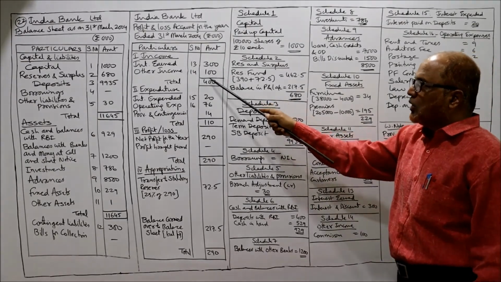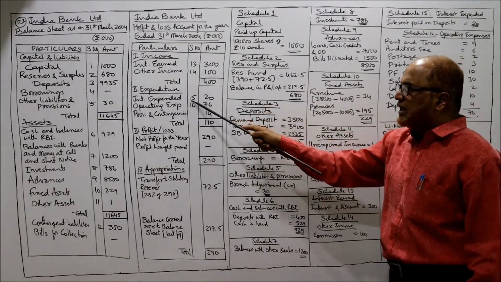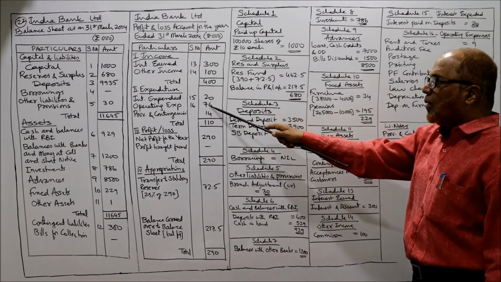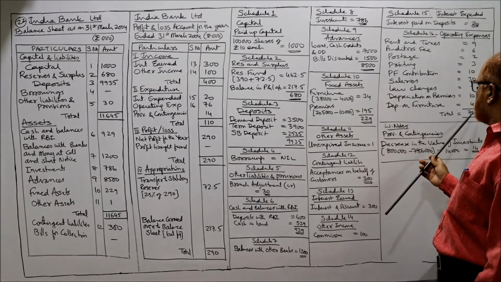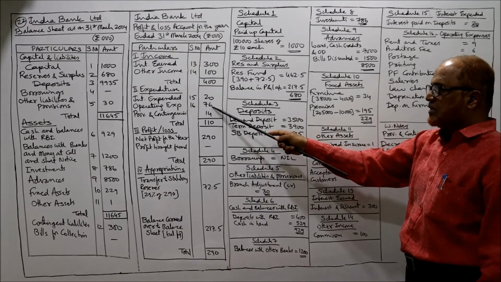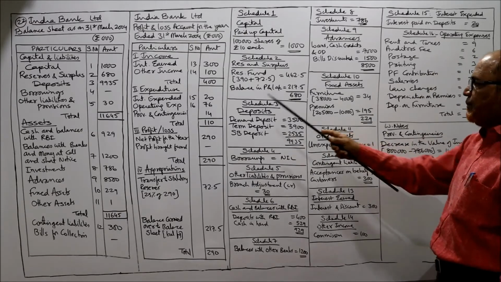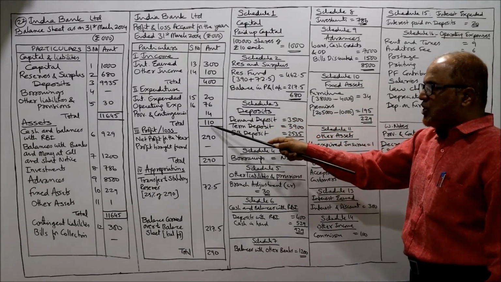I have taken total income 400. Interest expended: interest paid on deposits 20. Operating expenses, the total of operating expenses 76. I have taken 76. Provisions and contingencies, decrease in the value of investment 14. The total of expenditure is 110.